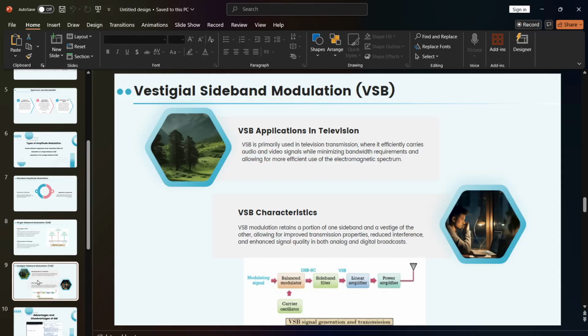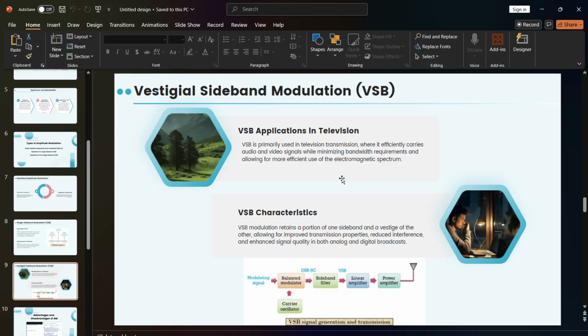Now coming on to VSB. What does VSB stand for? VSB stands for vestigial sideband modulation. If more information is to be broadcasted in a given time, then a correspondingly larger bandwidth is required. For example, we can take television. So here is the application in television. VSB is primarily used in television transmission, where it efficiently carries audio and video signals.